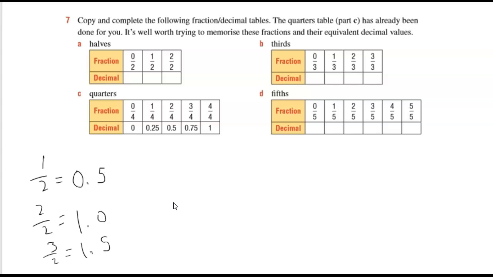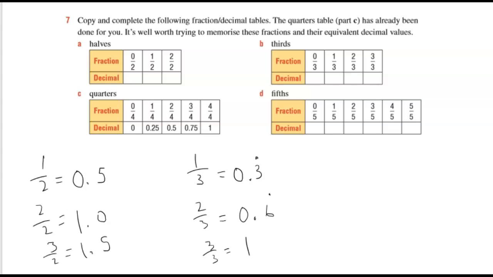So if we were doing a third, obviously 0 divided by anything is just 0, so I'm not putting that on there. But we've got 1/3 is equal to 0.3 recurring. 2/3 is 2 times that, which is going to be 0.6 recurring. And then we've got 3/3, which is 1. And then you can keep going.